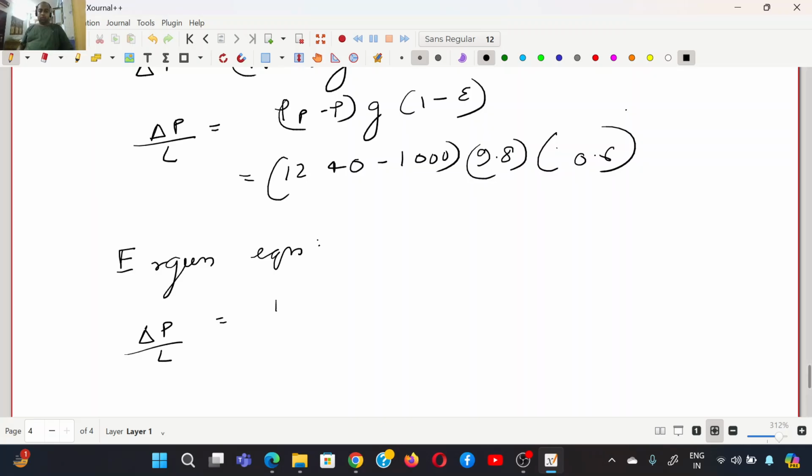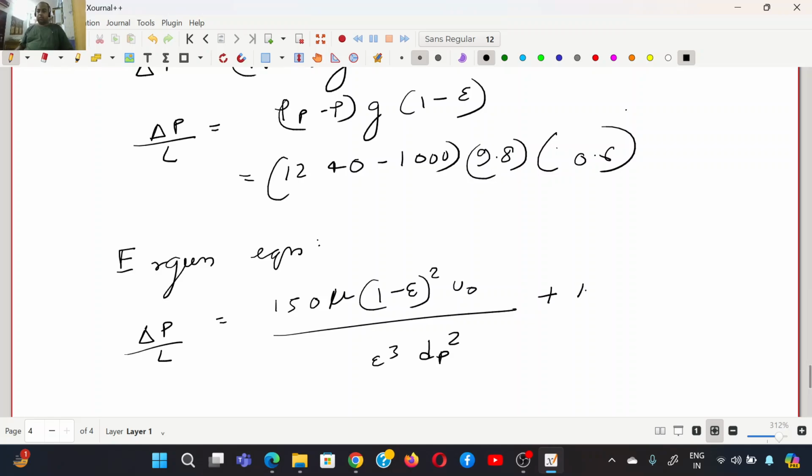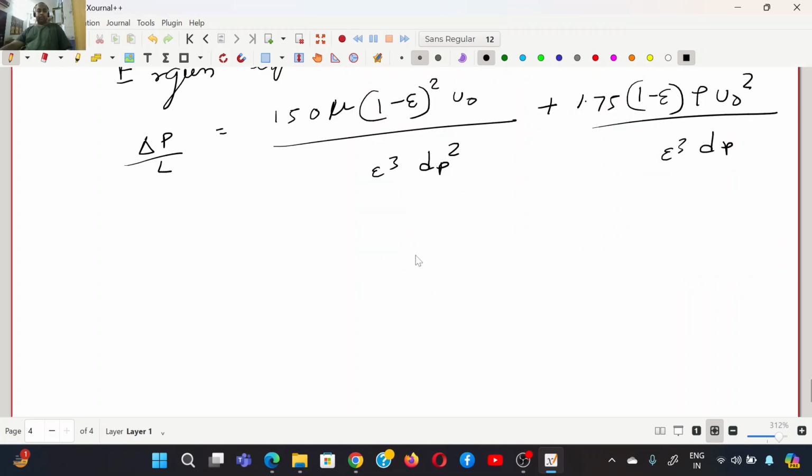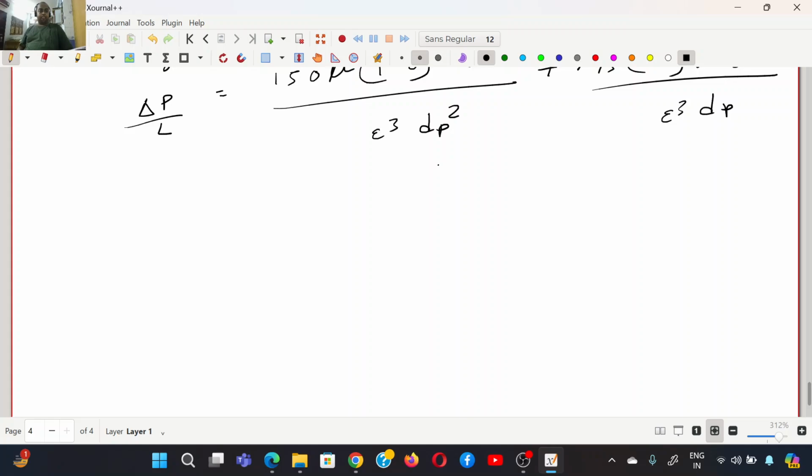delta P by L is equal to 150 mu 1 minus epsilon square superficial velocity u naught by epsilon cube dp square plus 1.75 1 minus epsilon rho u naught square by epsilon cube dp. So delta P by L you will get as 2352. If you plug in all the values, you will get this kind of equation.